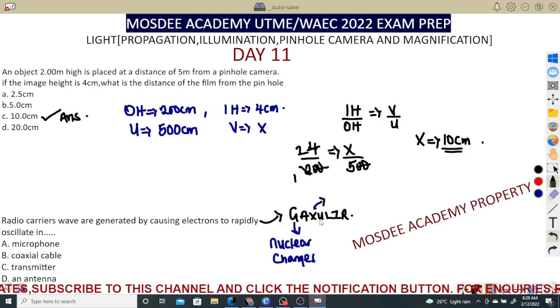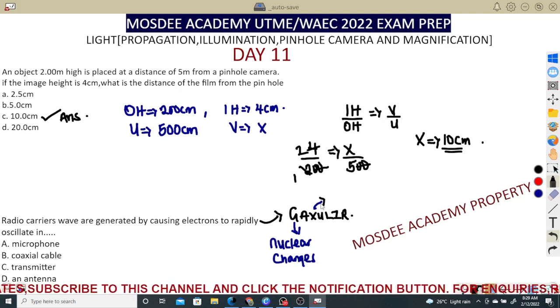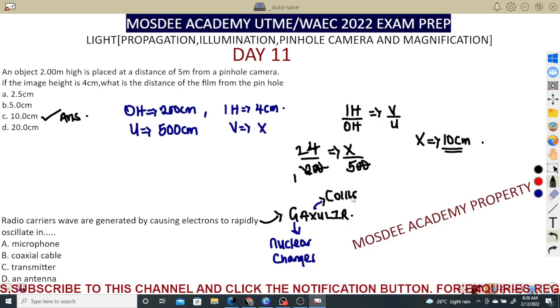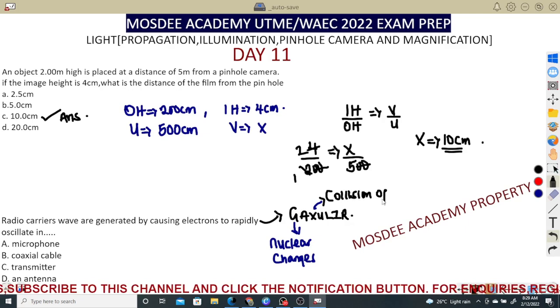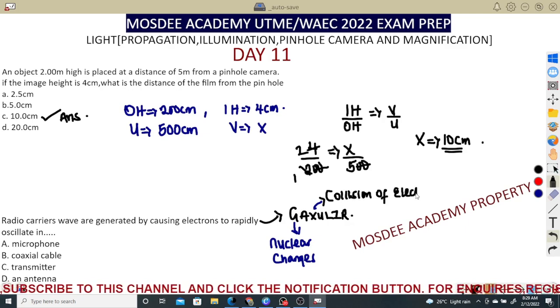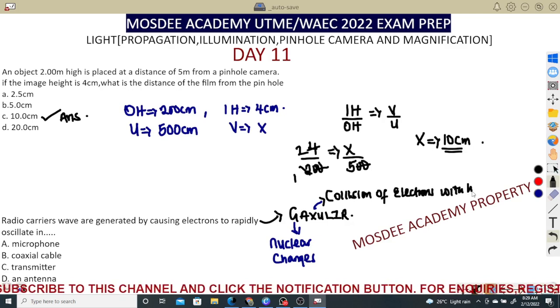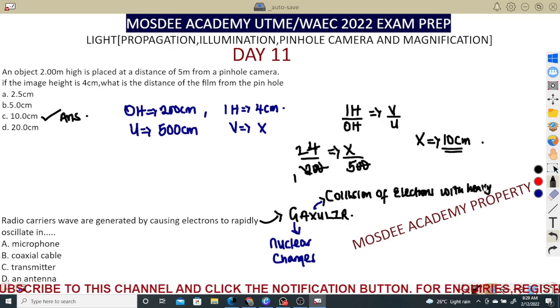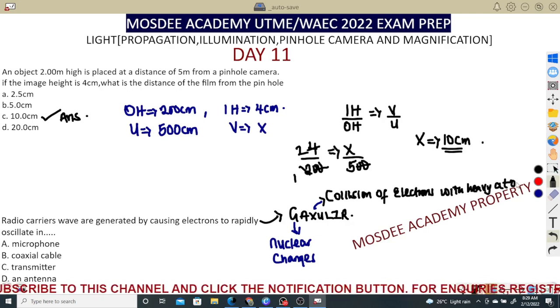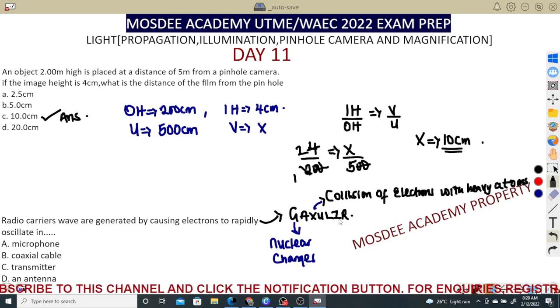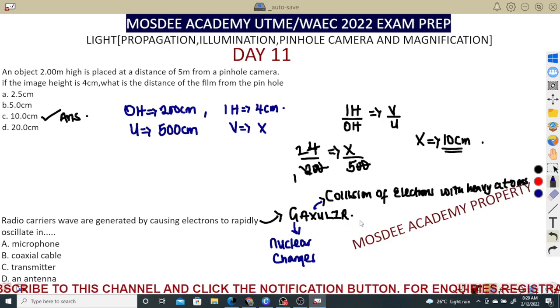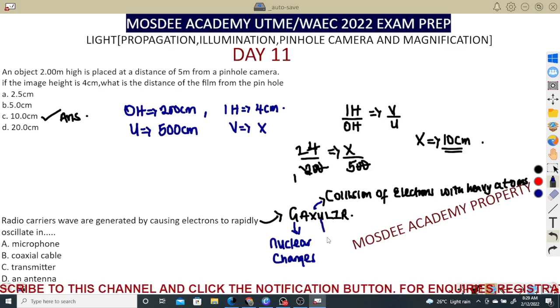Now, about X-rays, like I said, they are formed due to collision of electrons with heavy atoms. I hope you have learned about X-rays in your chemistry. In fact, it was discovered by Röntgen. But about the discovery, don't let me waste time, I have a lot of things to talk about.